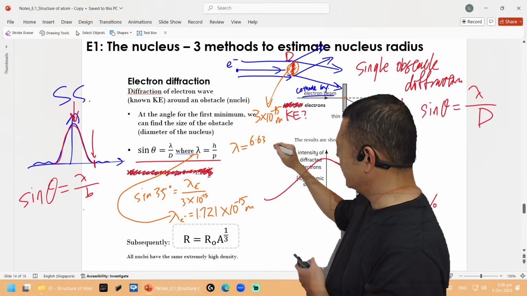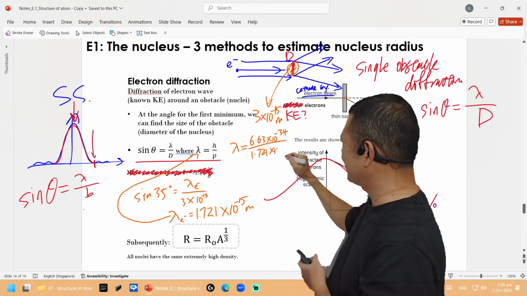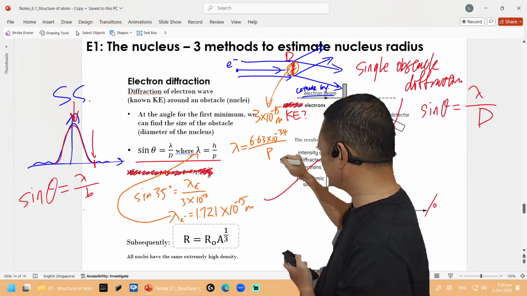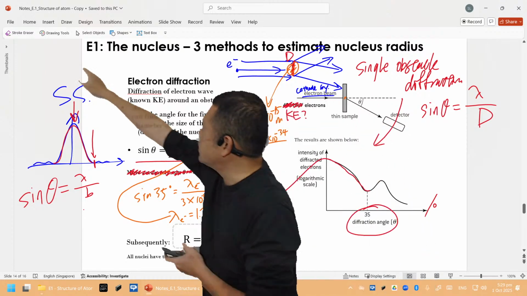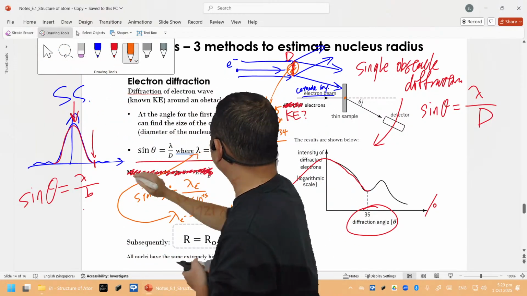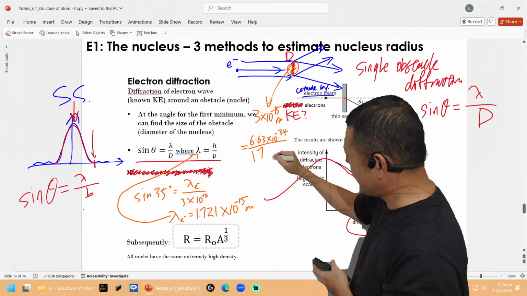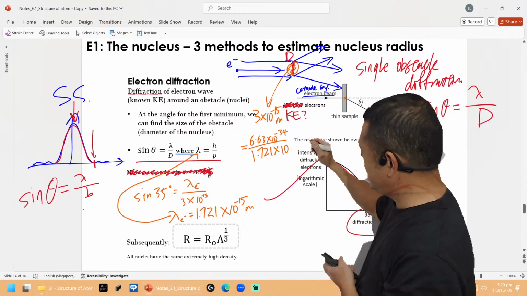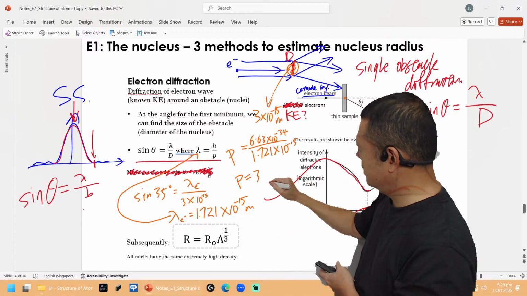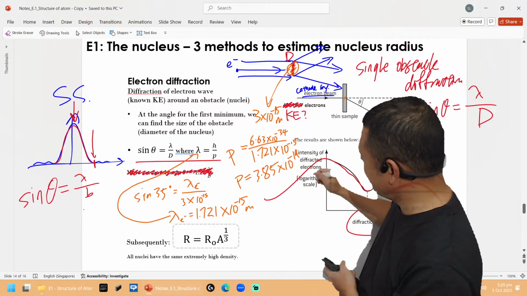6.63 times 10 to the power minus 34 over 1.721 times 10 to the power minus 15. Sorry, over P. So this is P here. No, so it's over lambda. Over 1.721 times 10 to the power of minus 15, and that's P, right? And therefore P is how much? 3.85 times 10 to the power of minus 19, right?